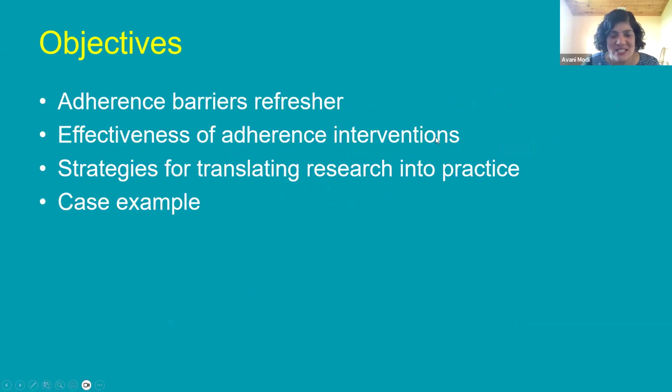So our objectives today, not that you have forgotten what was covered last week, but just to do a quick refresher on adherence barriers and what they are so that the context of the work that we talk about today and interventions really translates into everyday practice. We want to give you some practical strategies, talk about what adherence interventions work and what we know from the literature, and then end with a case example. And then, of course, any questions or discussion that folks on this call will have.